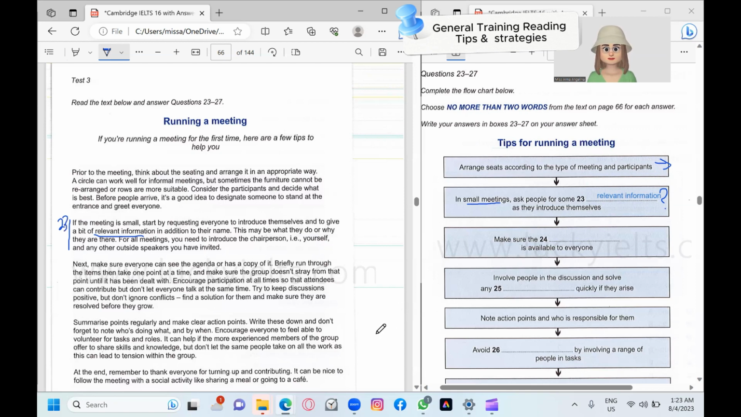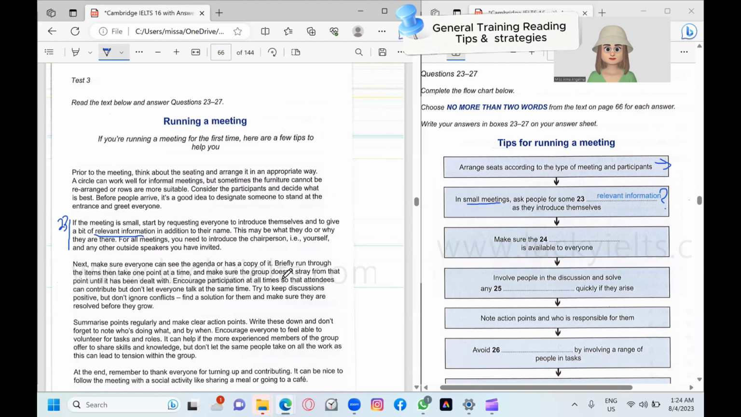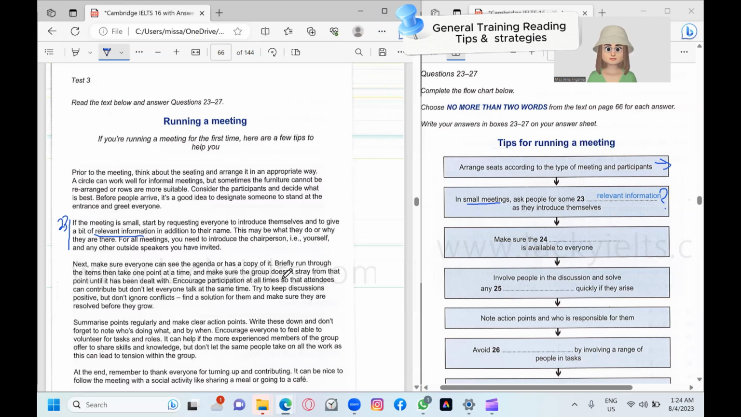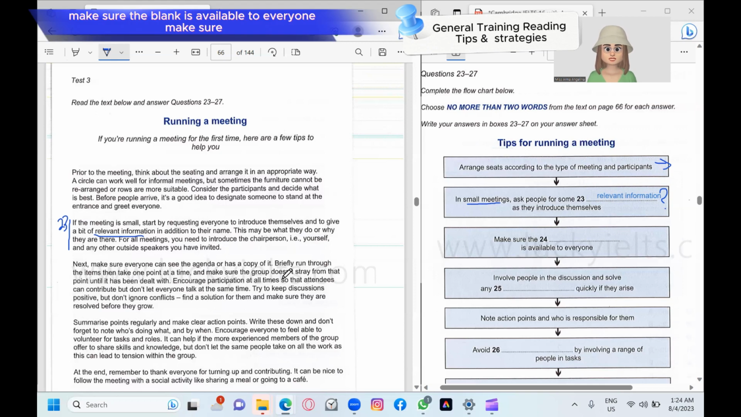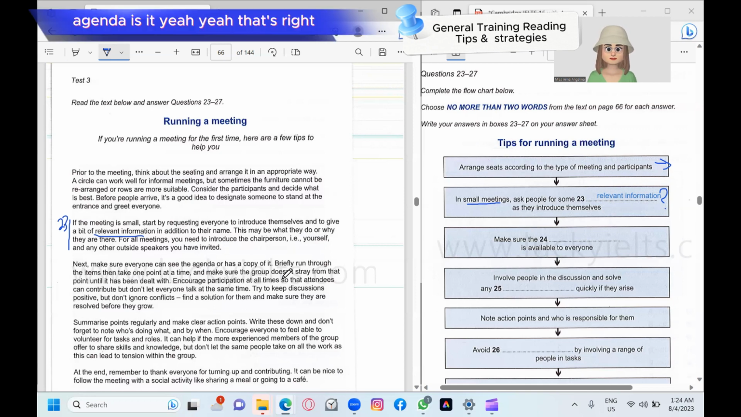For all meetings, you need to introduce the chairperson, yourself, and any other outside speaker you have invited. Next, make sure everyone can see the agenda or has a copy of it. Make sure the blank is available to everyone. Yeah, make sure. Agenda. Bilal, what do you say? Ma'am, agenda. Seems relevant. Yeah, that's right.